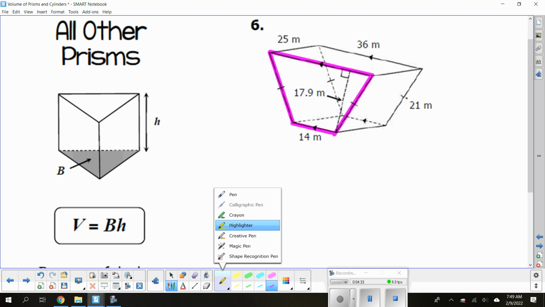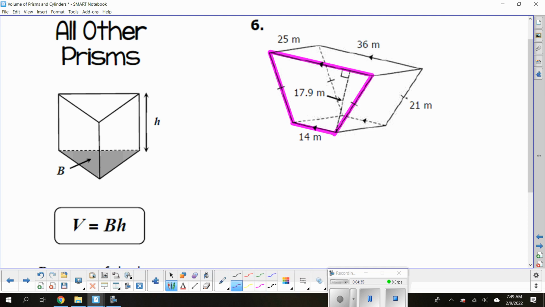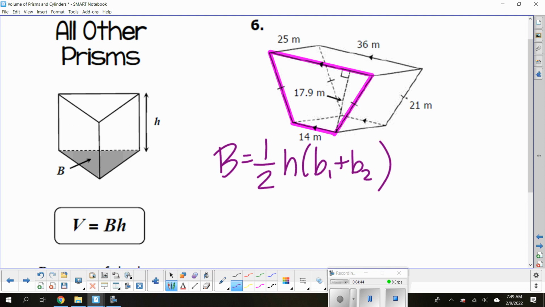Again, to start out, we would want to find big B. Big B is a trapezoid. The area of the trapezoid is 1/2 height, base 1 plus base 2. If I'm looking at my trapezoid, I've got a right angle right here. Remember, it sits on your base, and there's another one up above it, and my height connects my right angle. So my height of my trapezoid is 17.9.